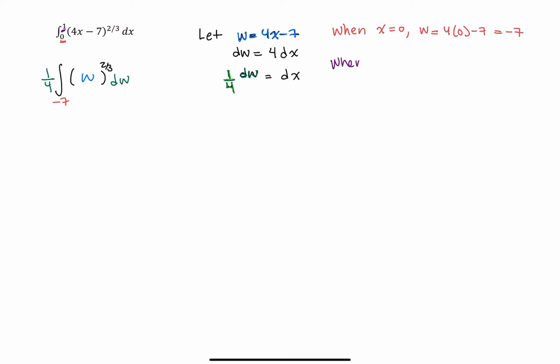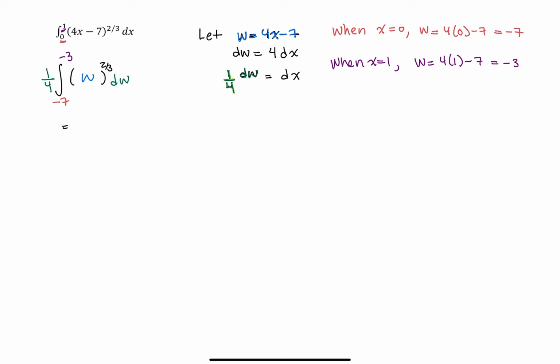Now, when x equals 1, w equals, and I'm just using what we already stated w is equal to. We are the ones that chose w is equal to 4x minus 7. So I'm going to write 4 times 1 minus 7, and that's negative 3.